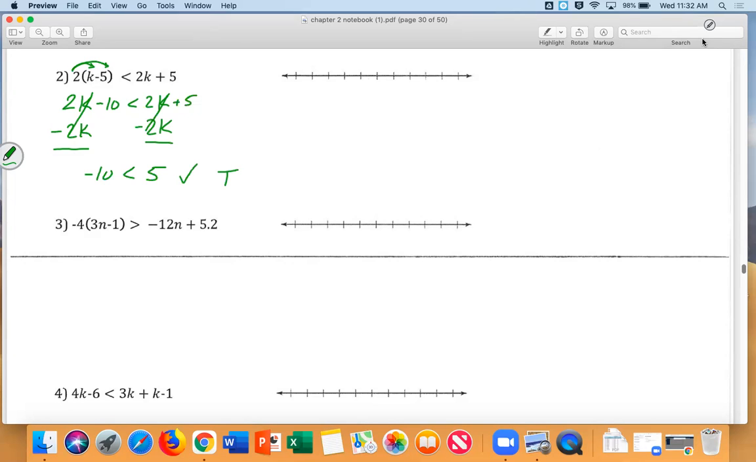Because it's a true statement, it's infinite solutions. And what you do with infinite solutions is you actually shade the entire number line. And you can put whatever numbers you want on there. You guys okay with that?